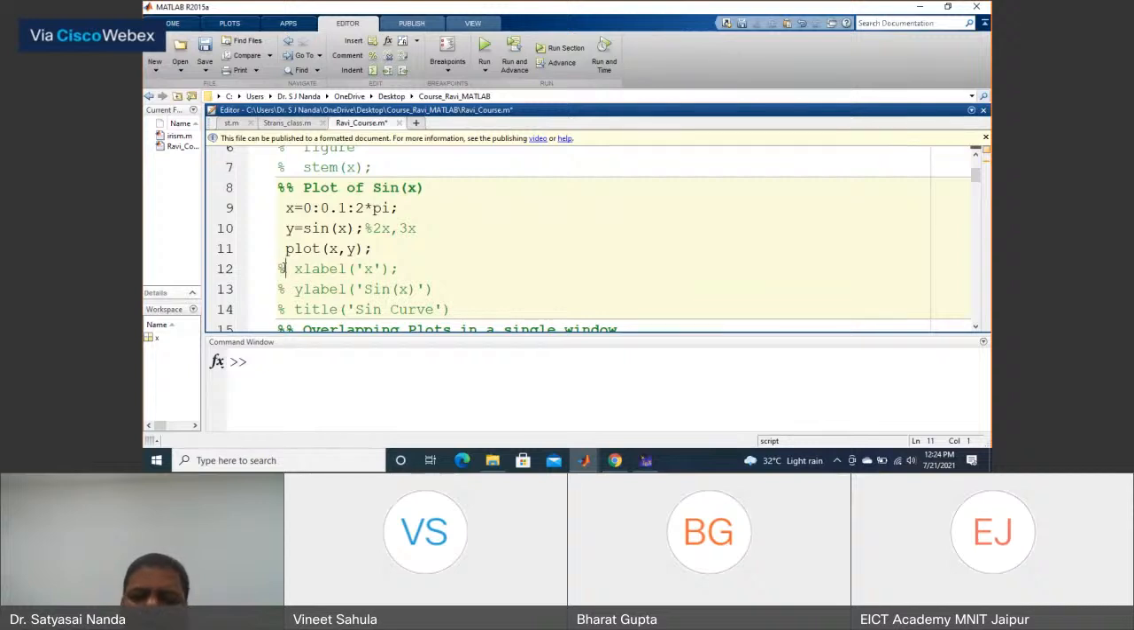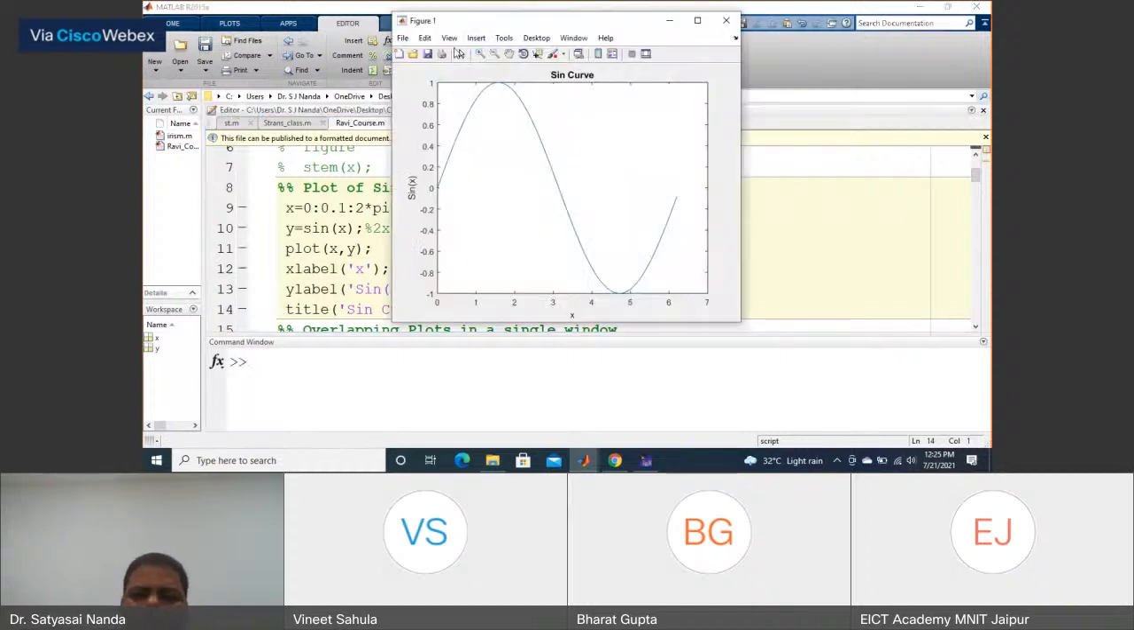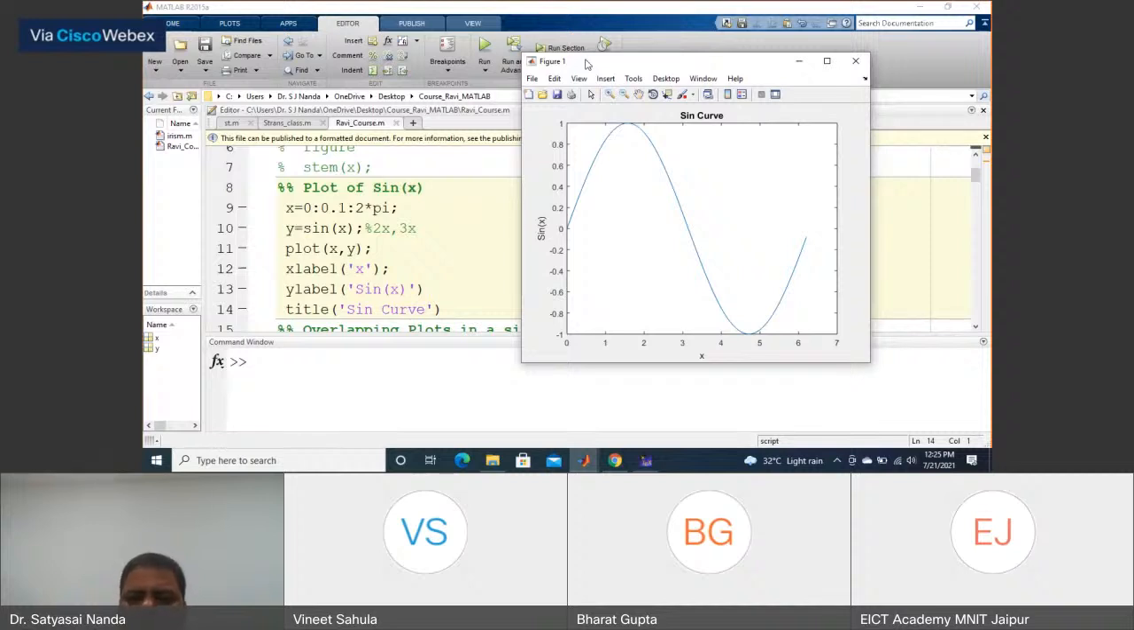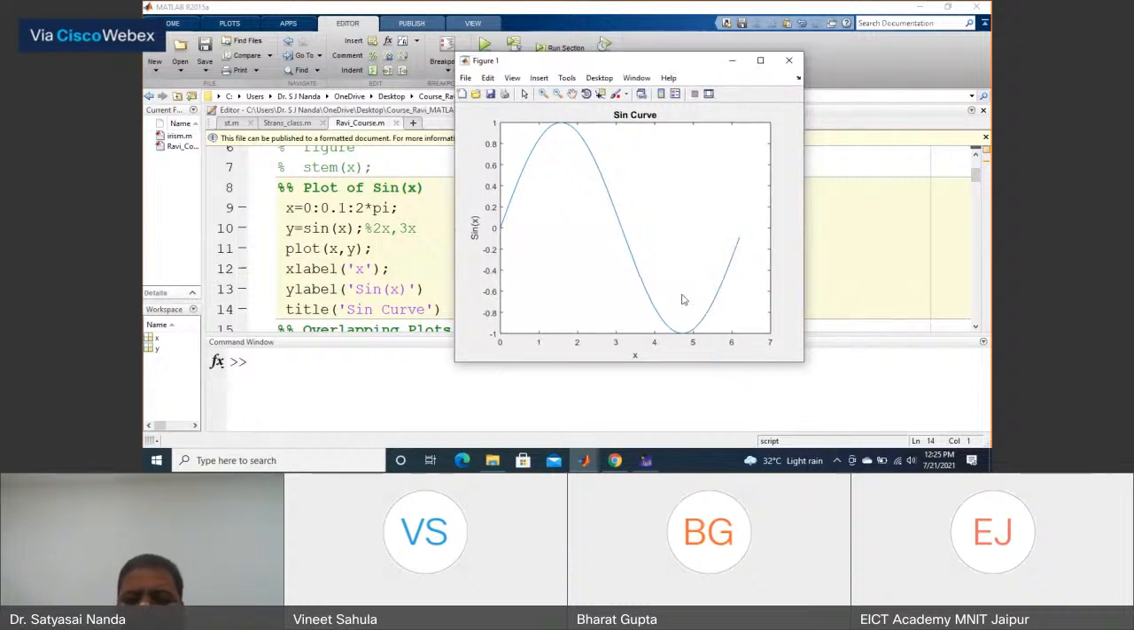Then I will label the graph: the x label will be x, the y label will be sin of x, and the title of the figure will be sine curve. Let's run it. You can observe that this is the sinusoidal plot of 0 to 2 pi. Pi is 3.14, so 2 pi is 6.28, and up to 6.28 there is one particular sinusoidal curve.